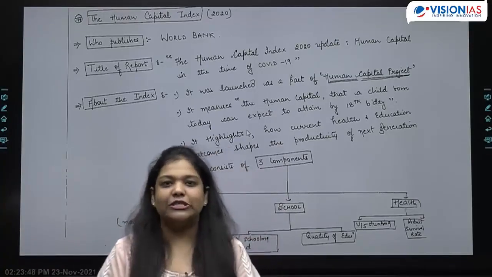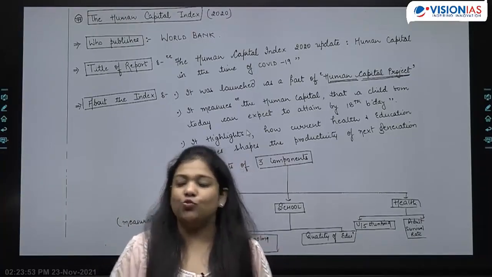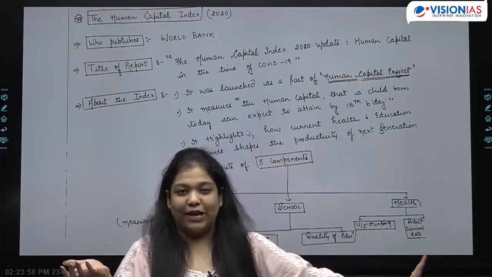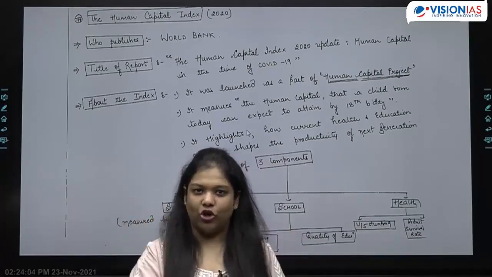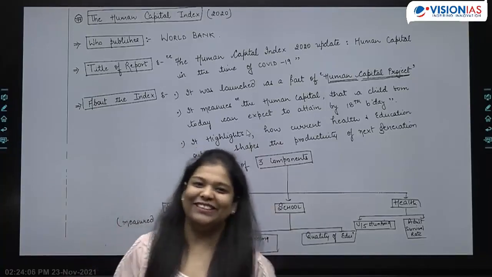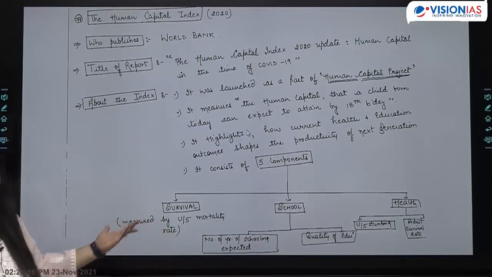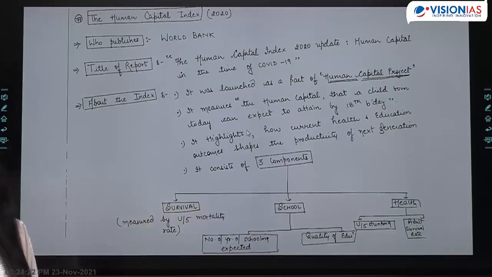The knowledge, skill and health that you have acquired over your lifetime, so that you can realize your complete potential to become a productive asset for your nation. That is the concept of human capital, right? So in simple words, it is about knowledge, skill and health. Okay. Now, if you look at the components of the Human Capital Index, it talks about survival, school, and health. These are three dimensions within which you have different indicators like under-5 mortality, expected years of schooling, quality of education, under-5 stunting, or adult survival rate.